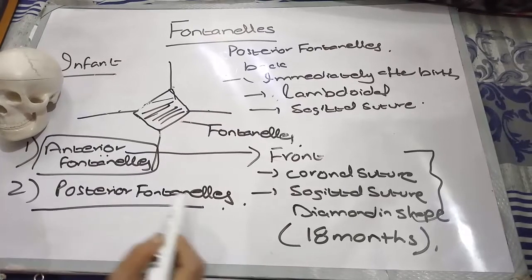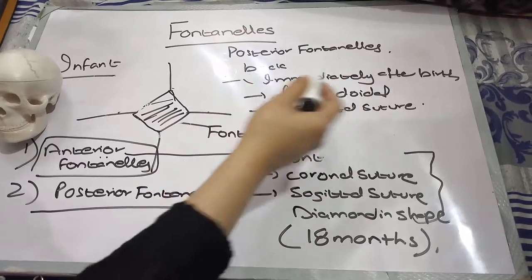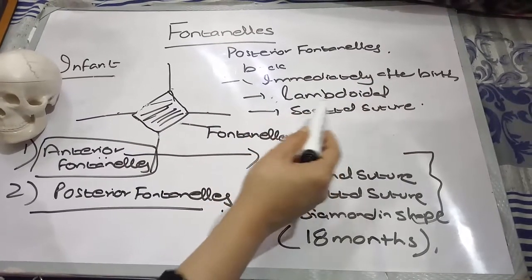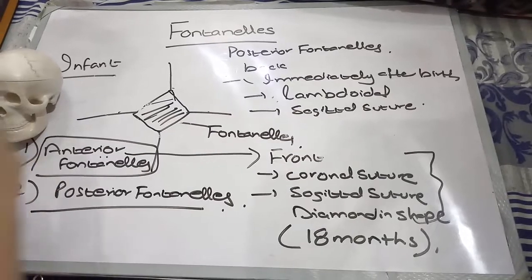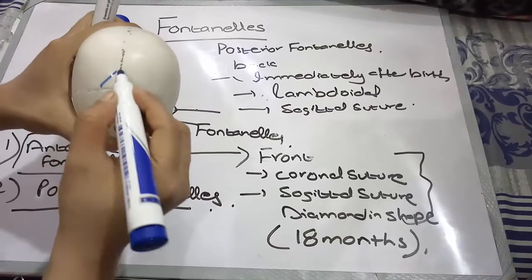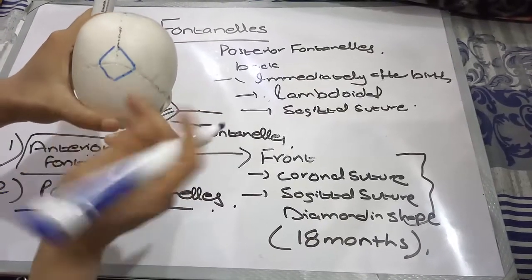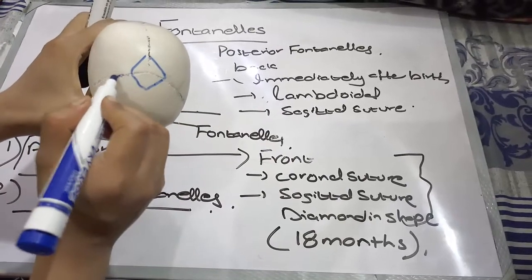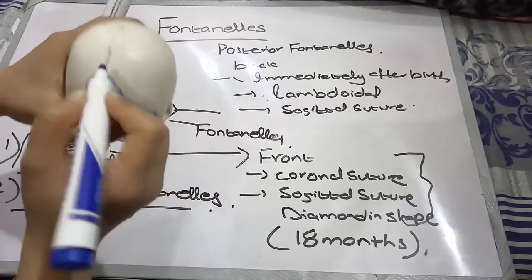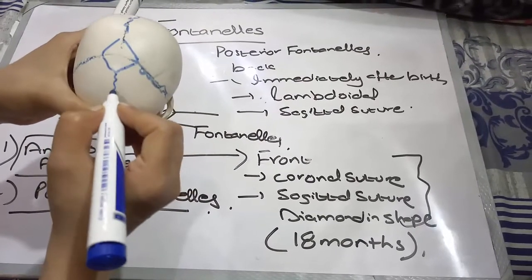Then we discussed the posterior fontanelle. The posterior fontanelle lies at the back. It closes immediately after birth. It is formed by the junction of the lambdoidal suture and the sagittal suture. Now according to this model, in the front there is the anterior fontanelle. This is diamond in shape and it is formed by the junction of these two coronal sutures, one sagittal suture, and also the frontal suture.